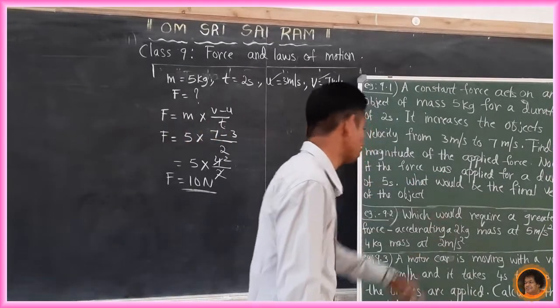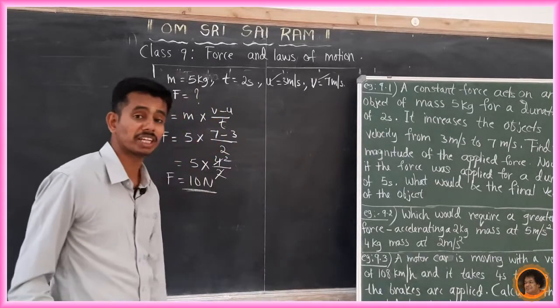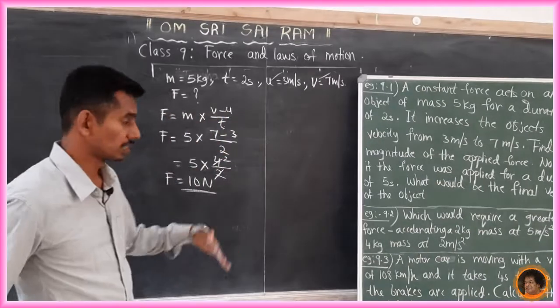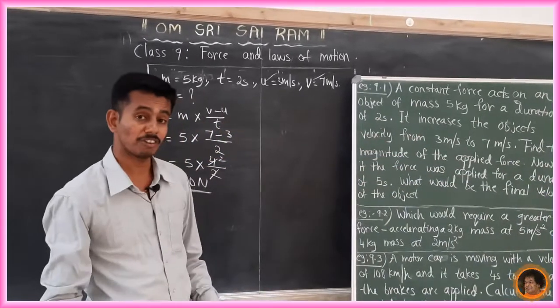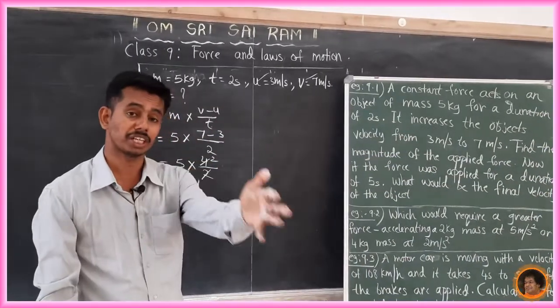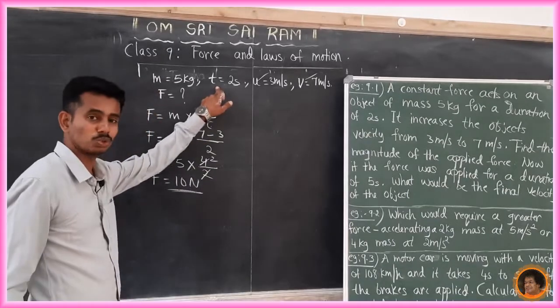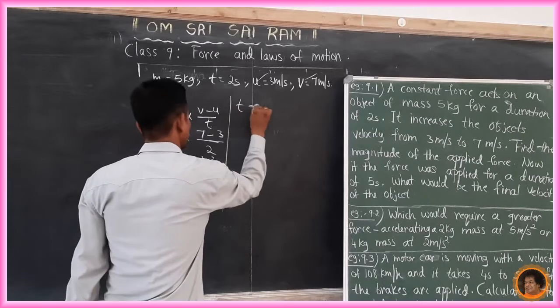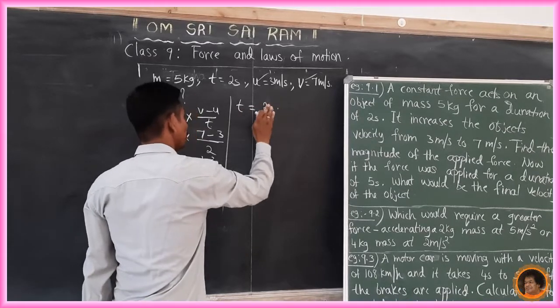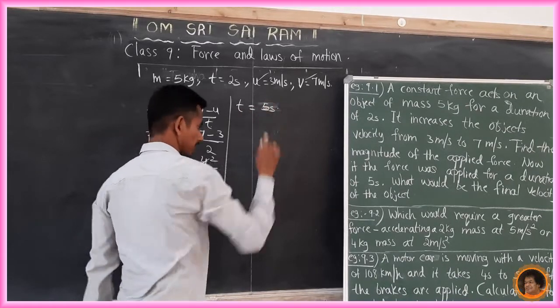After that, just look at this. Now, if the force was applied for a duration of 5 seconds. Next, what is given in the question? In the first case, the duration is 2 seconds. Now t, before it is 2 seconds, now it is 5 seconds.